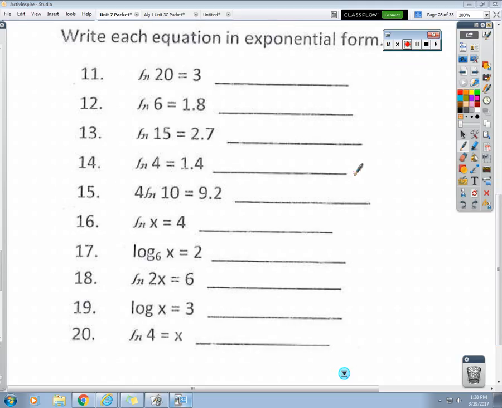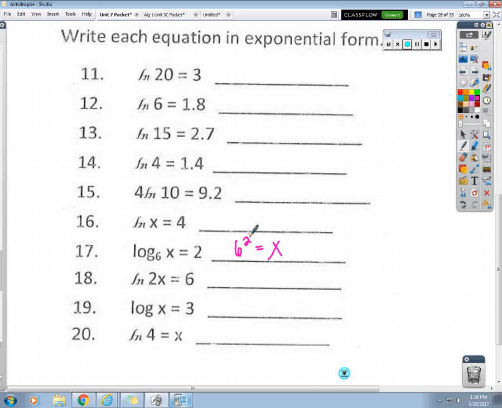Do you have any questions from 11 through 20? Any at all? Number 17? Alright, number 17, it's not a natural log because this base is not e, it's 6, so 6 squared equals x. Yeah, almost read 36. Number 19, you should have got 10 to the third power equals x.